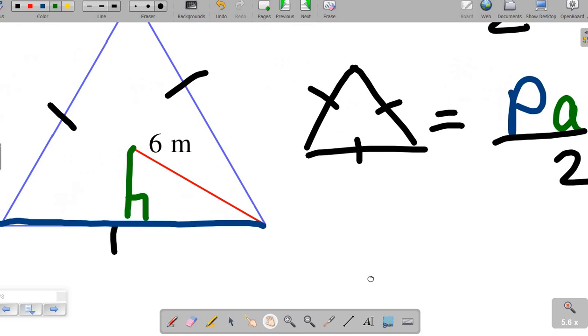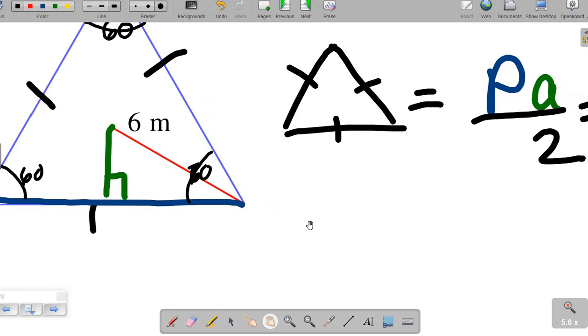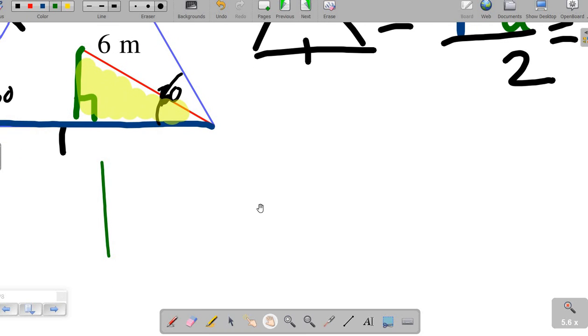So let's look at this triangle very, very carefully. If it's equilateral, we know instinctively that all 3 angles are 60 degrees, which makes this particular triangle, we're going to pull it out here so it's easy to work with, this triangle right here a 30, 60, 90 triangle. We don't know the apothem, we need it. Our hypotenuse is 6 meters.